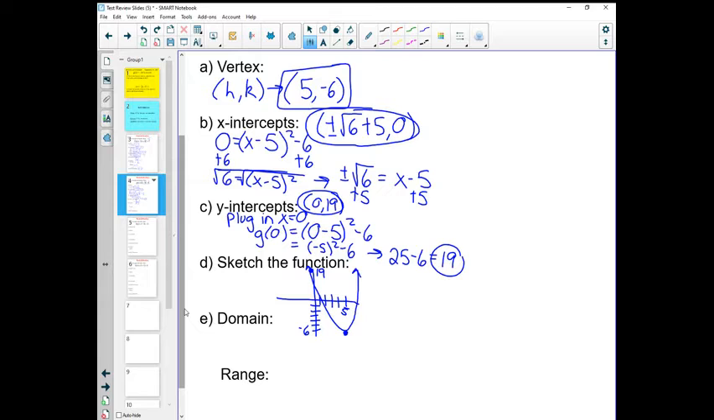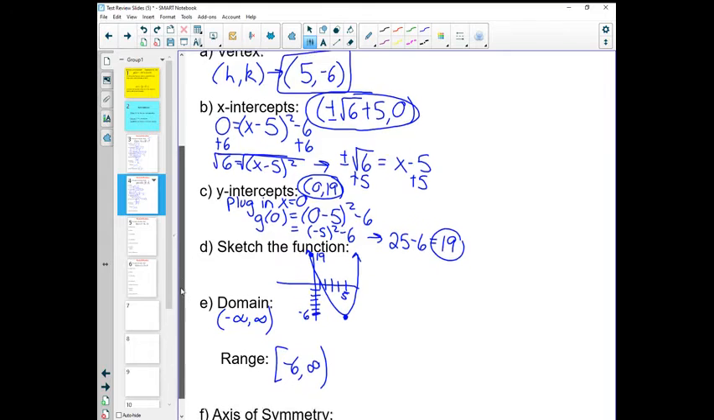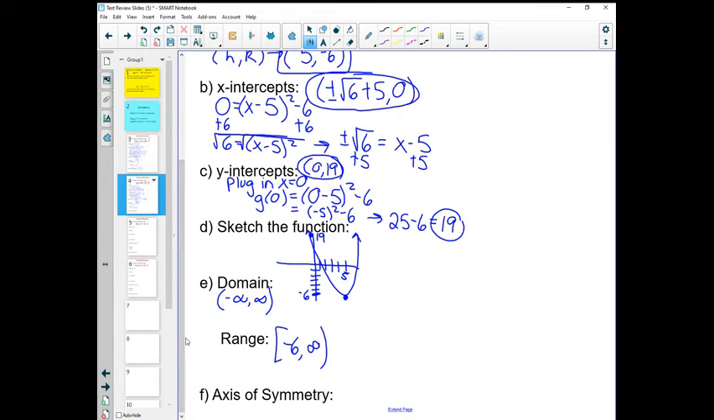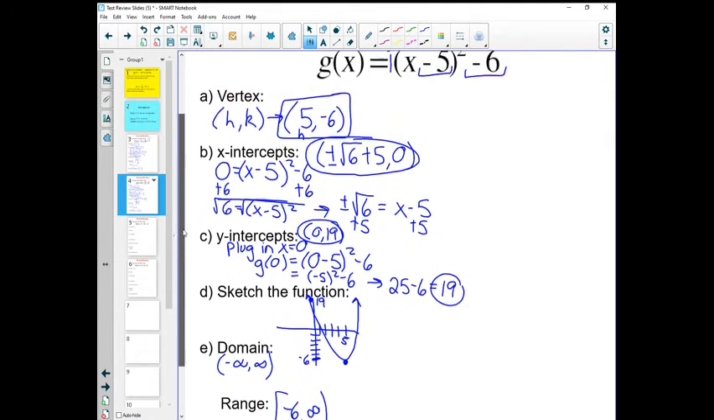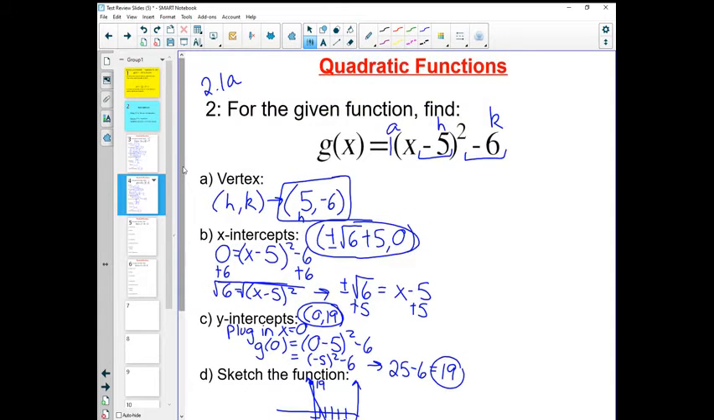Since this graph goes to the left and right, the domain is -infinity to +infinity. The range, the lowest y value is at -6. The highest y value is at +infinity. The last piece we need is the axis of symmetry, which is the equation x equals h. And h, we already established up above, was +5. So that's a little bit of review for you over section 2.1a, where we learned about analyzing parabolas.